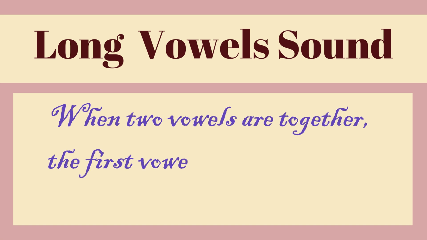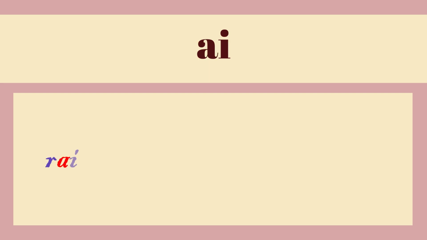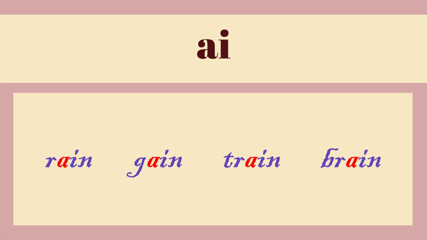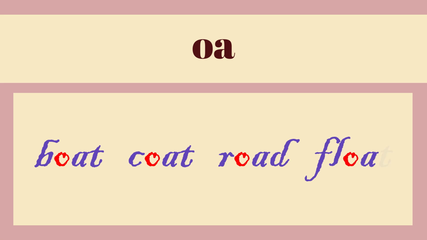Next rule: when two vowels are together, the first vowel has the long sound and the second vowel is silent, as in rain, gain, train, brain. See, free, pea. Boat, coat, road, float.